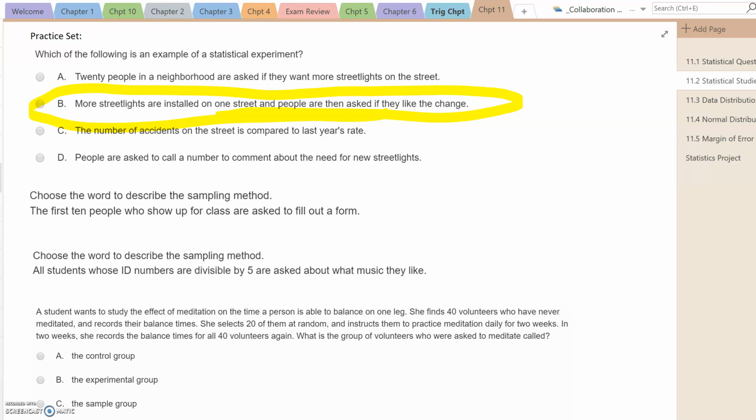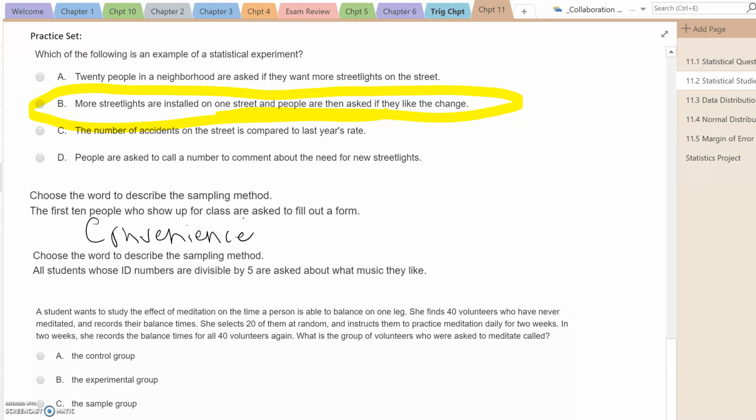Alrighty, the next one, choose a word that describes the sampling method. The first 10 people who show up to class are asked to fill out a form. Think about our sampling methods above. Again, you're welcome to pause the video if you need time to think. But I would say that this is a convenient sampling.